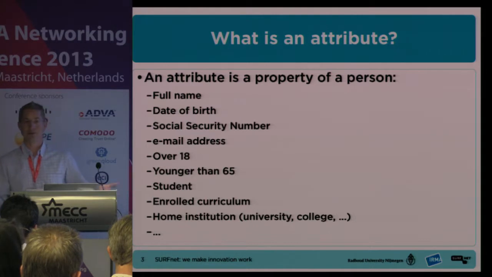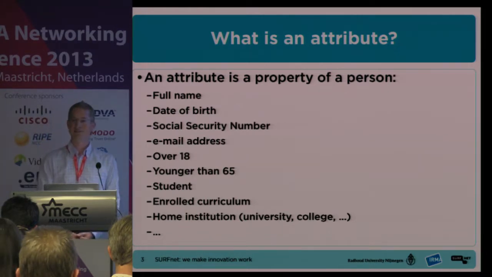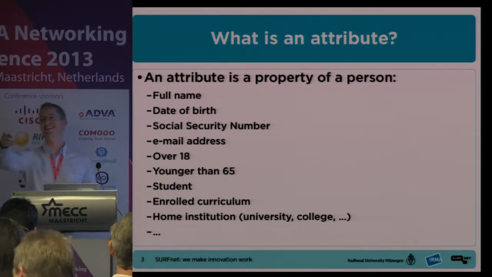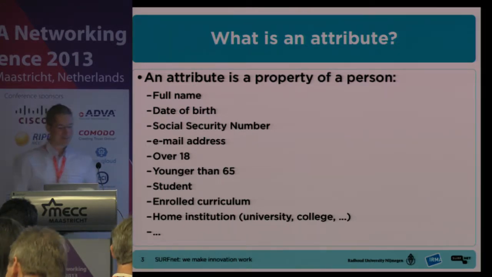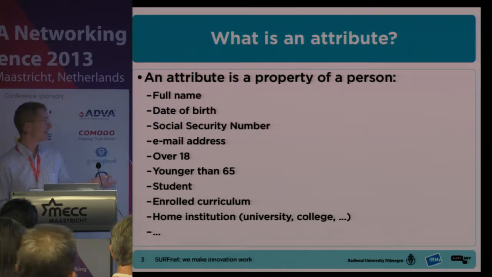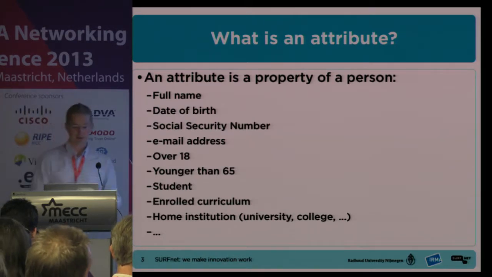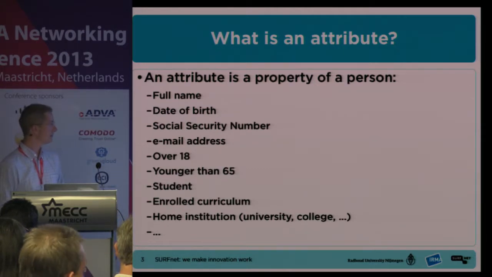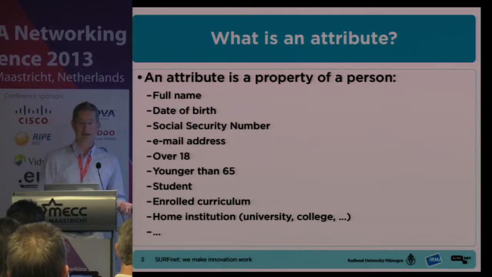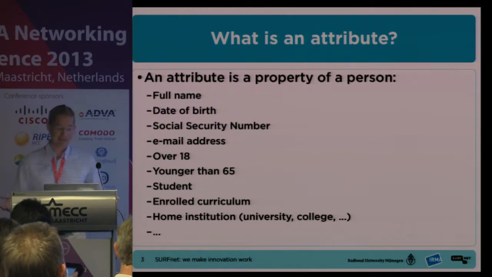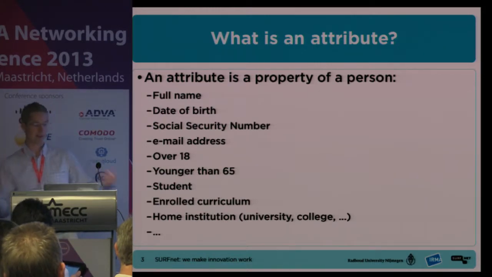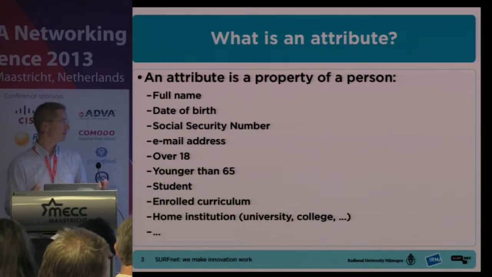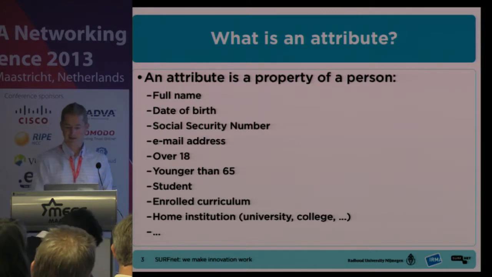And you should all be familiar with attributes, otherwise you wouldn't be in this room, right? Who doesn't know what an attribute is? Wow, Nicole, you're cheating. So attributes are properties of a person, right? They are their full name or their date of birth or a social security number, which are all highly identifying bits of information, or they could be something less identifying, like my age. Am I over 18? Am I younger than 65? Am I a student? Did I enroll for a particular course? Those are all attributes that describe a user, and we use them in a variety of scenarios.